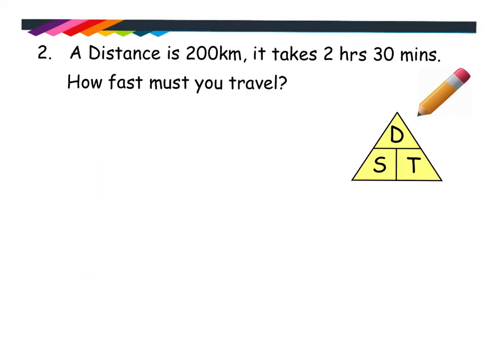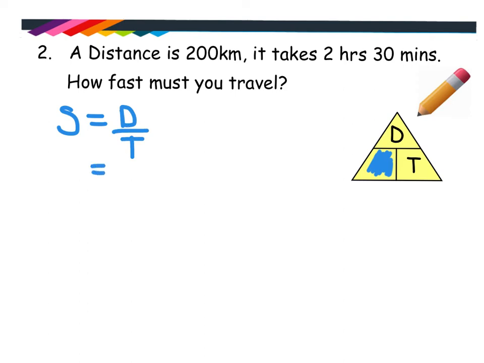Example 2, we have a distance of 200 kilometres and it's taken 2 hours 30 minutes. Now I straight away read that as 2.5 hours, okay? So how fast must you travel? So we're looking for speed this time, so I'm going to colour in speed, which leaves distance over time. So speed equals distance over time.